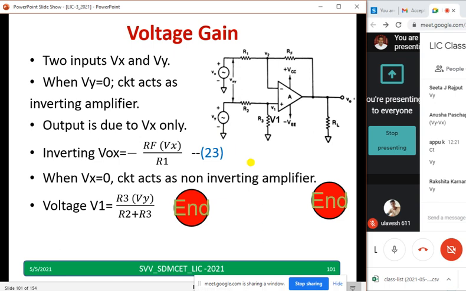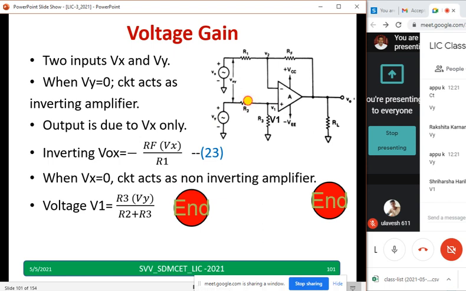Vy is not correct. Rakshita, thank you for your answer, but it is not correct. Vy, I am not applying to the non-inverting terminal. Voltage is different. Use your common sense. I have written here, I am applying V1. See here, I am applying V1. Even though I am applying Vy, it will not go completely here because some drop will be there at the R2.